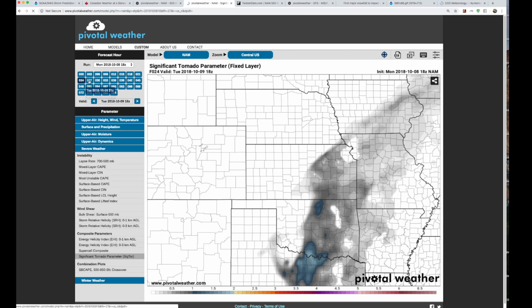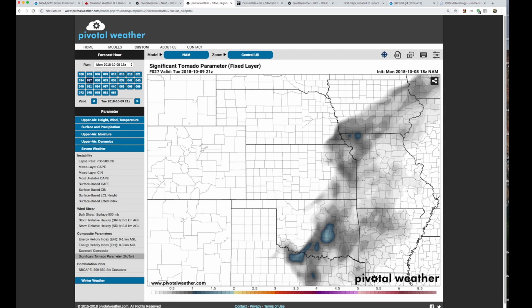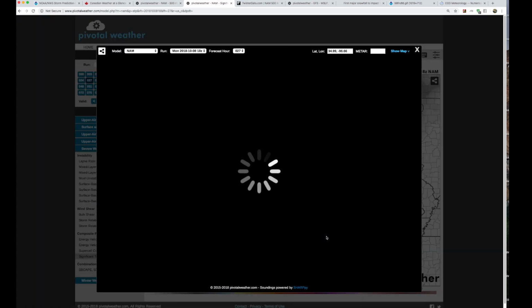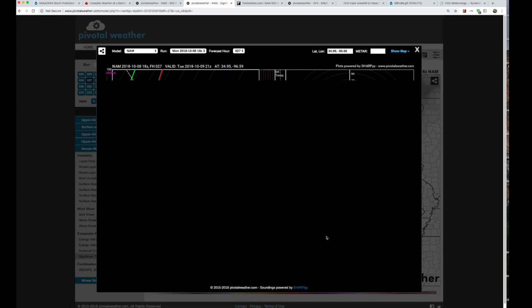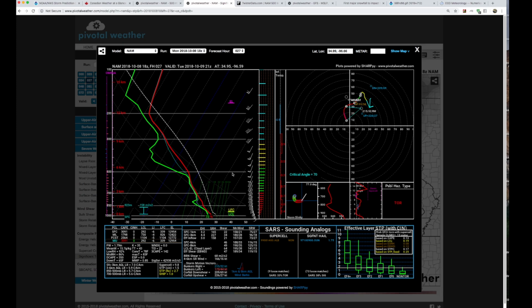So maybe closer to the low, or sure, this area. Okay, here you can see it's a different area, so you'll have a different sounding, right? You can see that the winds are coming in from the south here, and there's way more turning, right? The winds are turning as they're going up. So they're going up, and they're turning, and they're actually increasing.